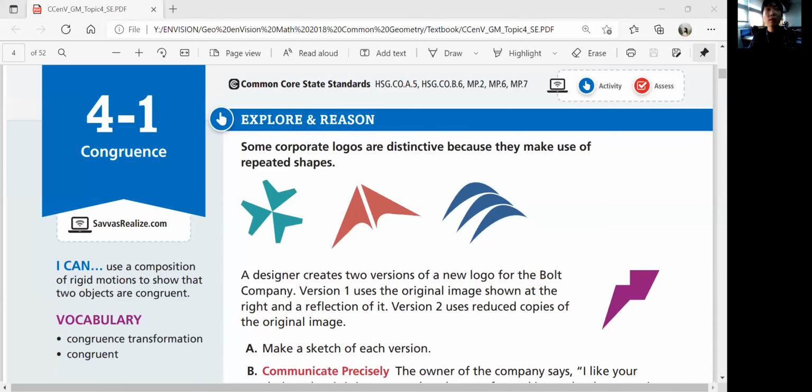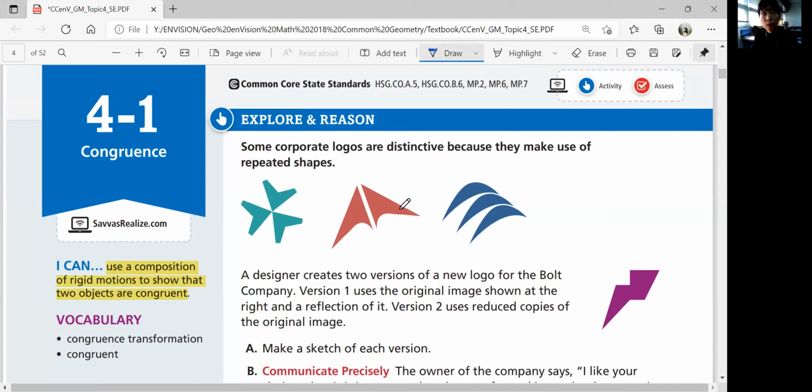Hello, this is Geometry, Lesson 4-1, Congruence. In this lesson, we'll be able to use a composition of rigid motions to show that two objects are congruent. Let's look at Explore and Reason.